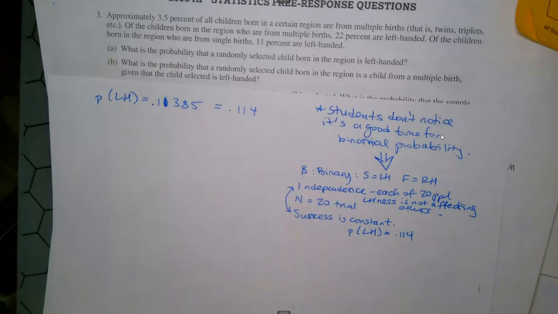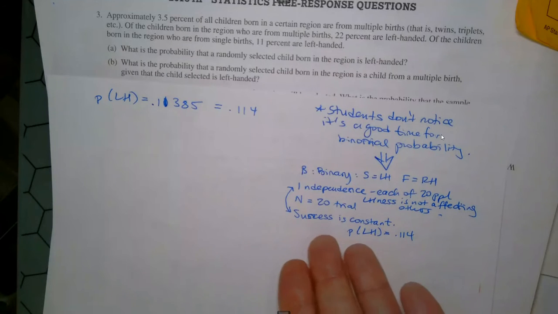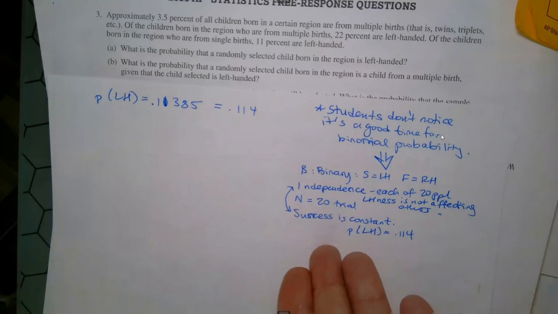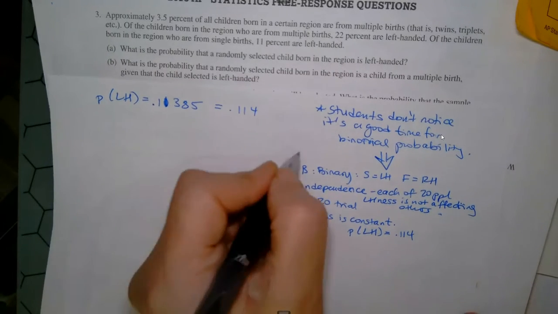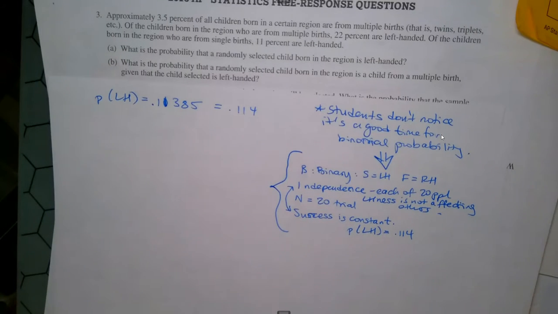So situations where this doesn't apply is like, let's say you're standing at a free throw line throwing basketball free throws. You do it for a really long time, you're going to get tired and you're going to be changing your success rate. So that would be a situation that does not apply. Okay, so this is just sort of a, hey, this is a binomial opportunity.